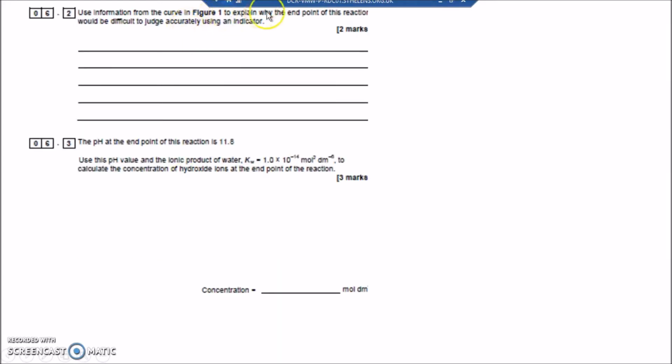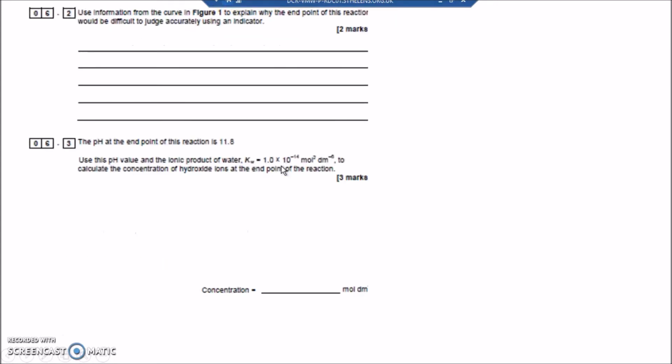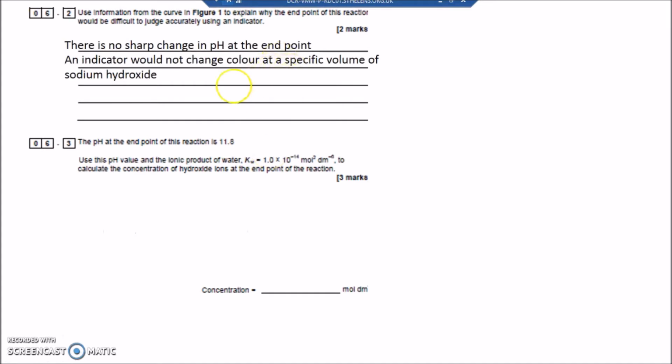Use the information with the curve to explain why the end point of the reaction would be difficult to judge, because there's no sharp increase in pH. There's never a point where I get an equivalence point, an end point, where there's a sharp change in pH and where an indicator would change colour. So no sharp change in pH, no end point, no equivalence point. An indicator would not change colour.